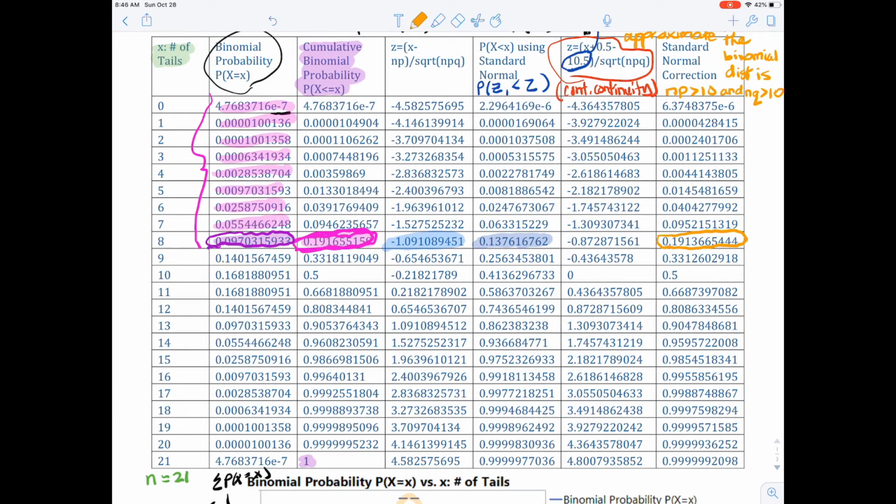So using our continuity correction, we can use the standard normal to approximate the binomial distribution as long as n times p is greater than 10 and n times q is greater than 10. Groovy? Okay, so let's do the other problem both ways.